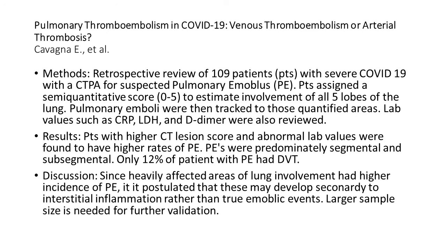Patients were assigned a semi-quantitative score, 0 to 5, to estimate pulmonary involvement of the 5 lobes of the lung. Patients with higher CT lesion scores and abnormal lab values, such as lactate dehydrogenase and elevated CRP and D-dimer, were found to have higher rates of pulmonary thromboembolism. These hypercoagulable phenomena preferentially involved the segmental and subsegmental arteries of the pulmonary parenchyma, which were most affected by COVID. The authors postulate that these are pulmonary artery thromboses secondary to local lung inflammation and hypercoagulable state rather than emboli.